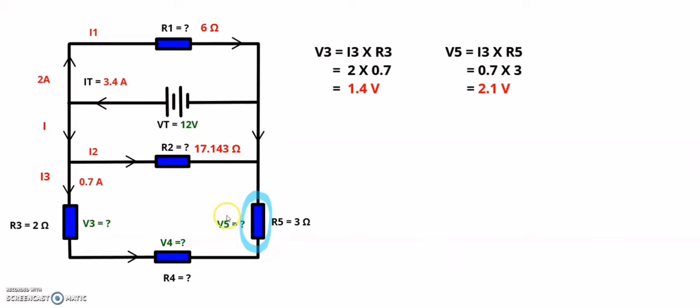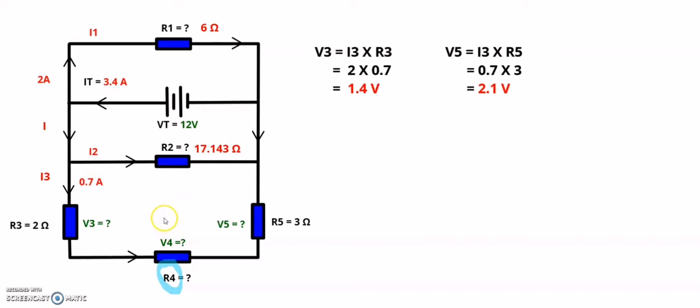And now I can go ahead and use Kirchhoff's voltage law to calculate the value of V4. The reason I can use Kirchhoff's voltage law to find V4 is that these three resistors are connected in series, which means if you combined them you would get one resistor, which is the same as this resistor here and that resistor here. So what am I actually saying?